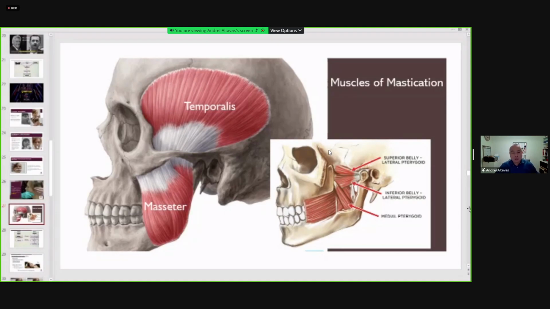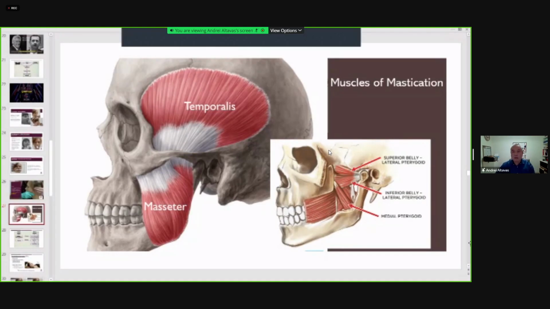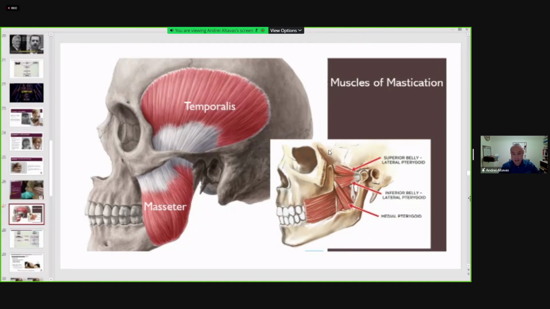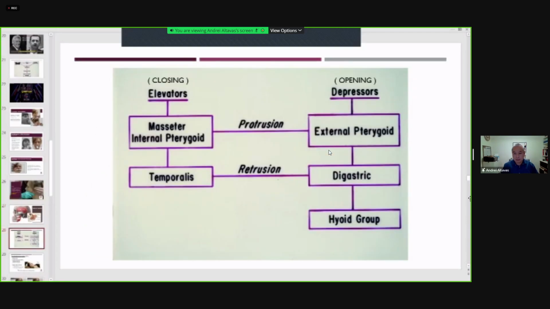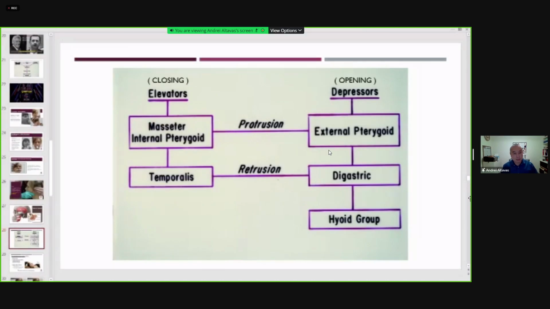Now, what are the muscles responsible for jaw depression, mouth opening? Those muscles are actually your hyoid group, digastric, and your platysma, all located in your neck. So there you go, this is another picture, which shows the hyoid group, digastric, and your platysma. I think I forgot to add platysma here, but those are the muscle groups responsible for mouth opening and closing.